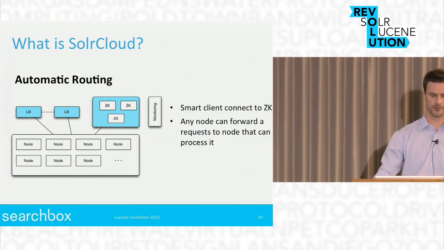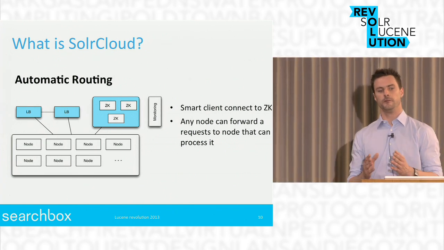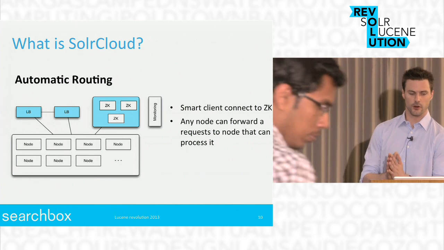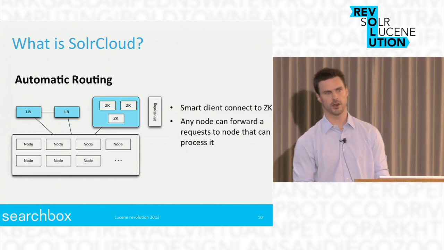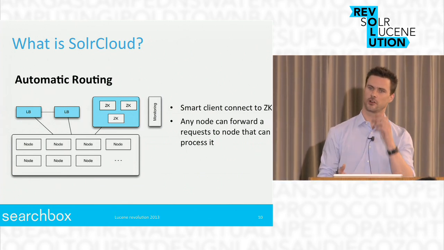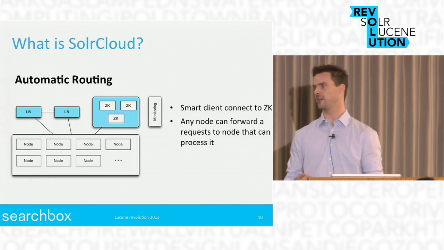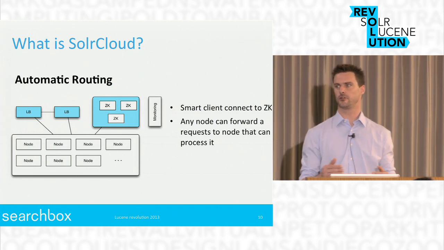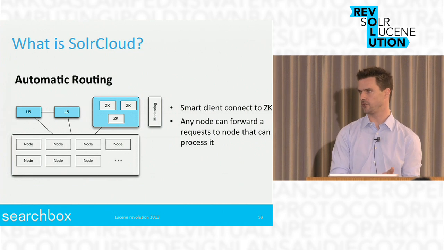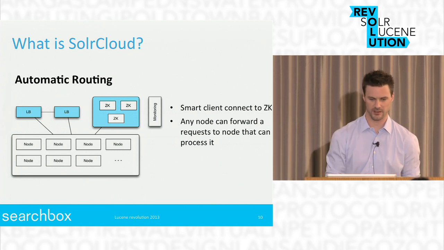So that's for the nodes. Then there's a very, very interesting thing. It's automatic routing. Automatic routing is you send a request to your cluster, and you do get results back. Doesn't matter who got the request. If it's behind a load balancer, you will always get your result back.